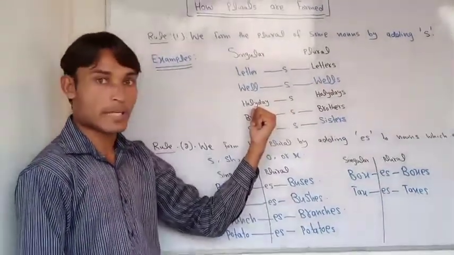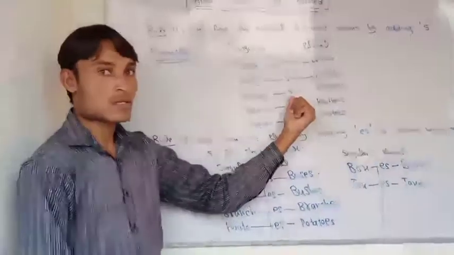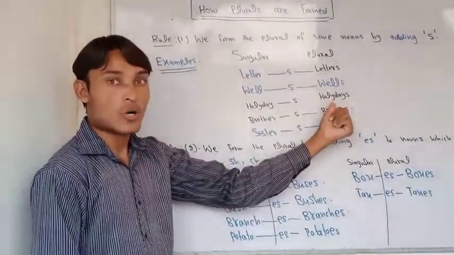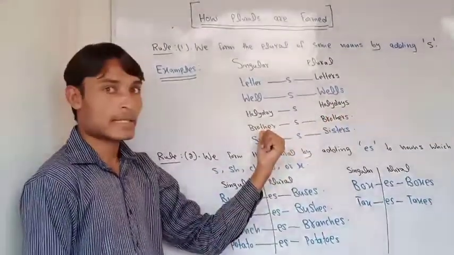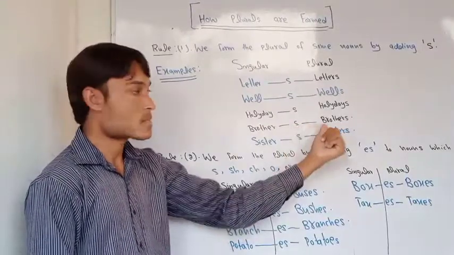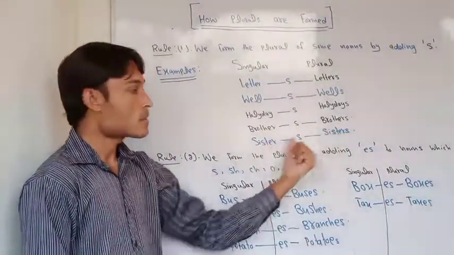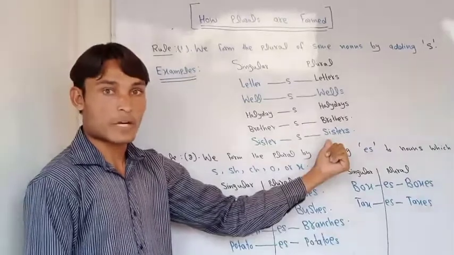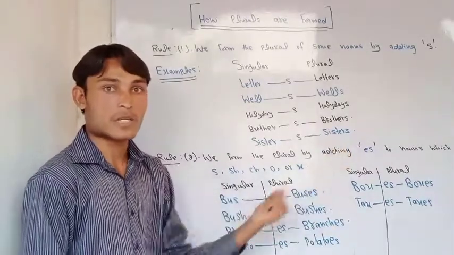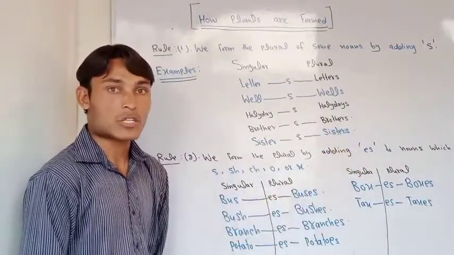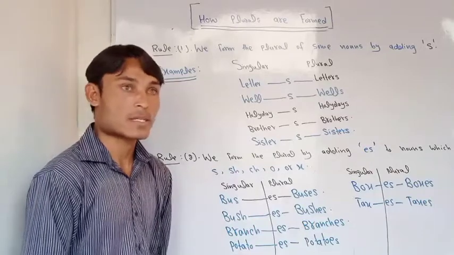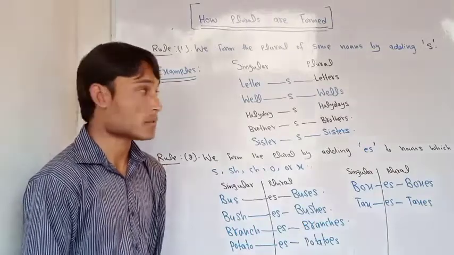If we talk about holiday, we add s and it converts to plural, holidays. Brother, brothers. Sister, sisters. There are so many more. For example, teacher, teachers, doctor, doctors, clerk, clerks, nurse, nurses, etc.